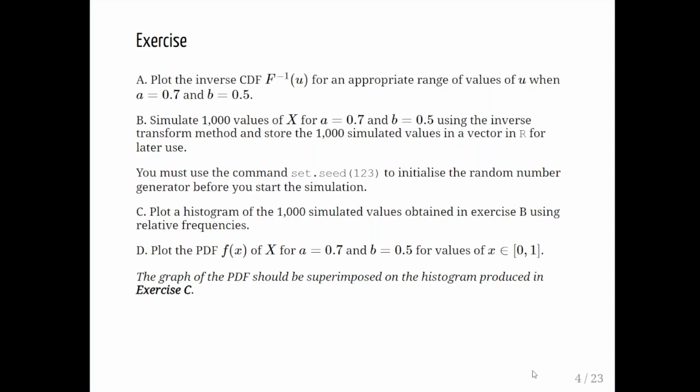Plot a histogram of the 1000 simulated values obtained in exercise B using relative frequencies, and plot the probability density function, PDF, of f of x for a equals 0.7 and b equals 0.5 in the range of 0 to 1. The graph of the PDF should be superimposed over the histogram produced in exercise C. So C and D are essentially two jobs we will put together.